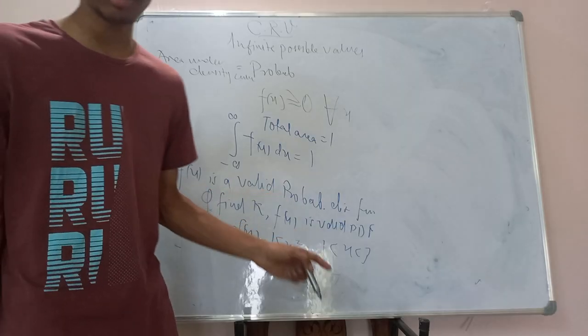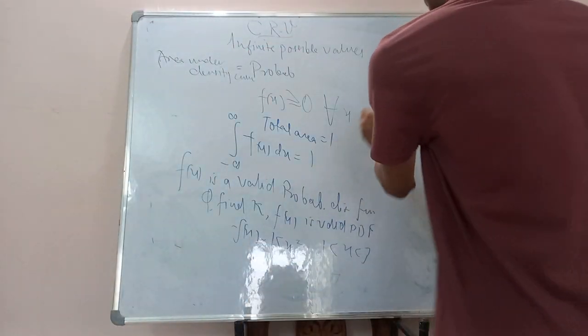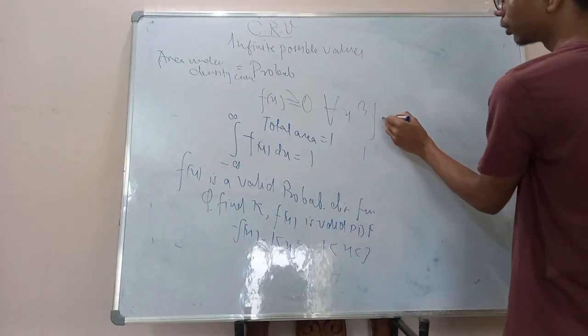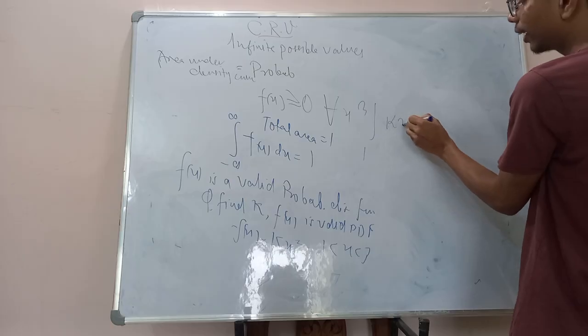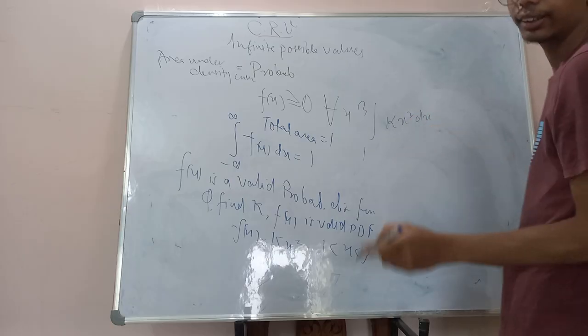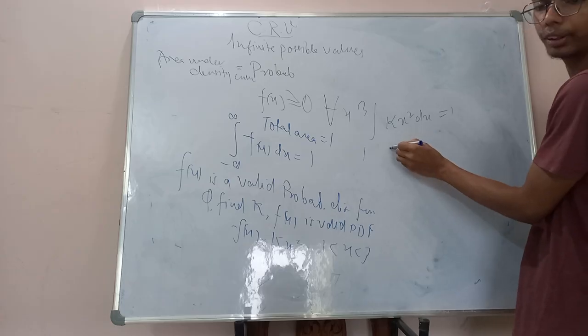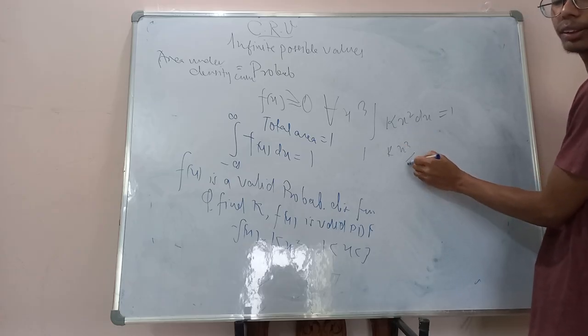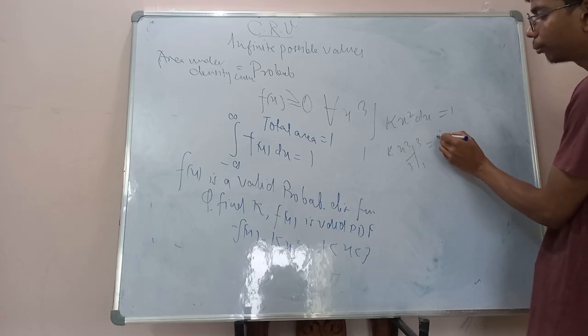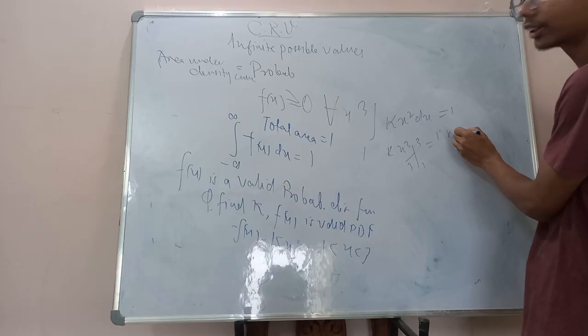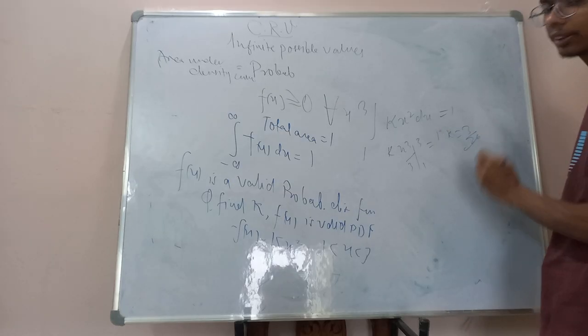So here I will have the integration from 1 to 3 of f(x) dx, that is kx square dx, and this will be equal to 1. So it will be kx cube by 3, from 1 to 3, which will give me 1. So k is equal to 3 by 26.